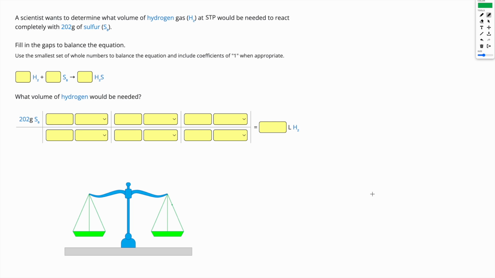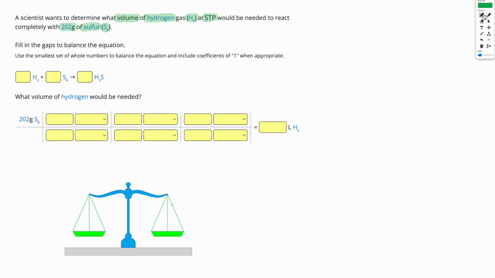In this question, a scientist wants to determine what volume of hydrogen gas, H2, at STP, that's standard temperature and pressure, would be needed to react completely with 202 grams of sulfur, S8. Let's start again by balancing our equation.